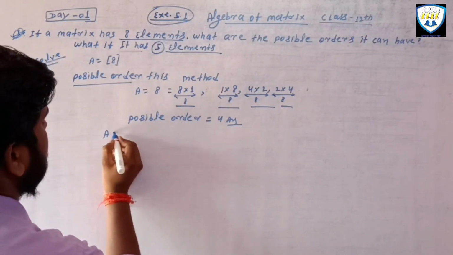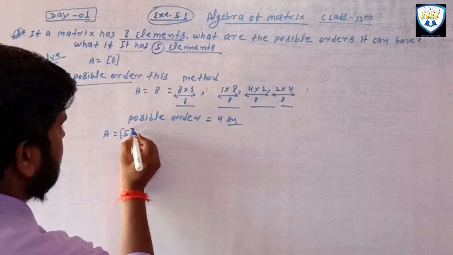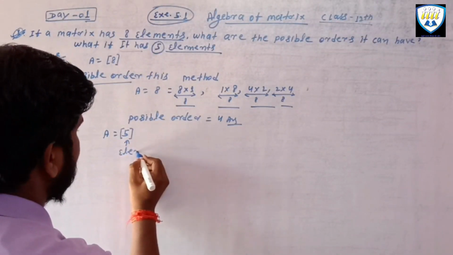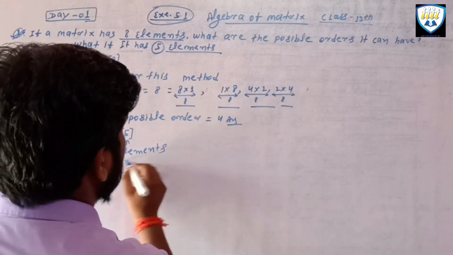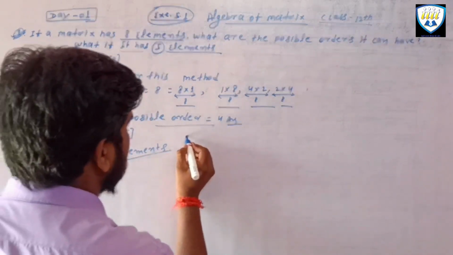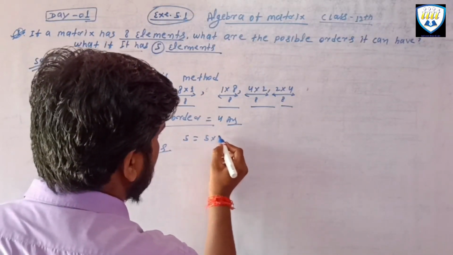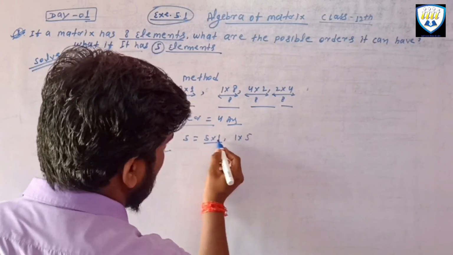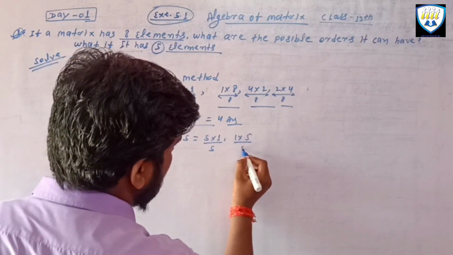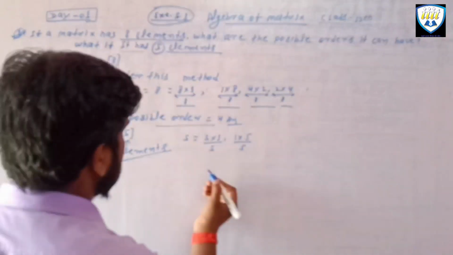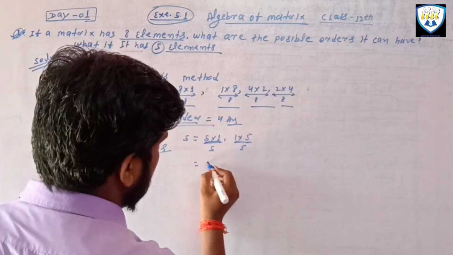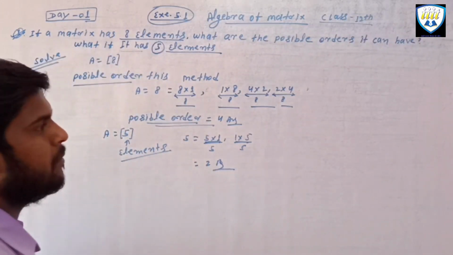For 5 elements, the same method applies. 5 equals 5 into 1, and 1 into 5. Anybody doubt? So the possible orders are 5 into 1 and 1 into 5. That is 2 possible orders.